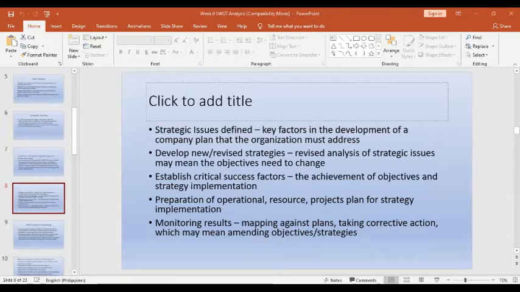After that, we have to define the strategy that we need to use. From those key factors, from the plan that we made, what are those strategies or methods on how this plan can be put into action? And of course, we can also develop a new strategy or revise the existing strategy in order to meet the objectives.